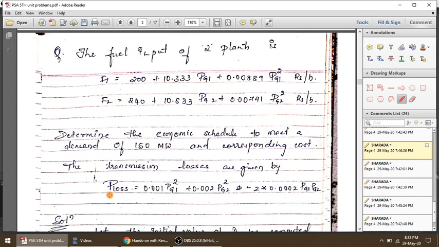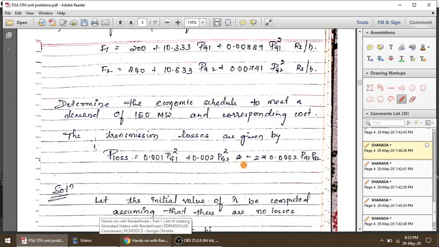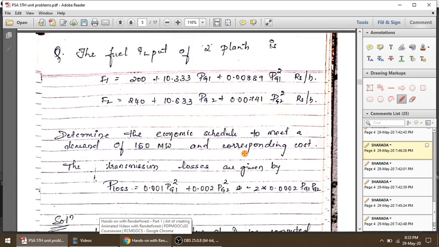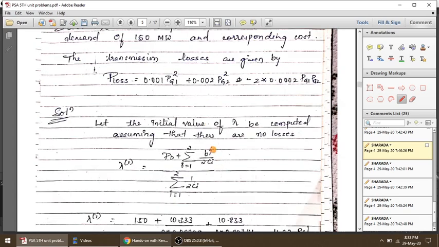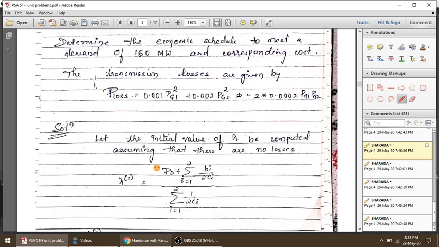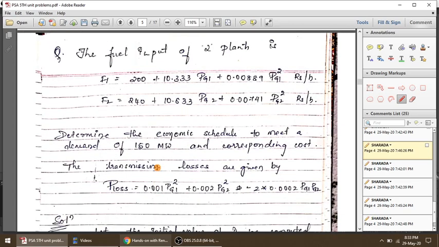In this problem, we will solve economic dispatch or economic scheduling when losses are considered. So here the generator limits are neglected. Coming to this particular topic, I'll be solving two types of problem. One in which we will compute the initial estimate of lambda using this expression, and second one, we'll just assume the value of lambda to some random value.